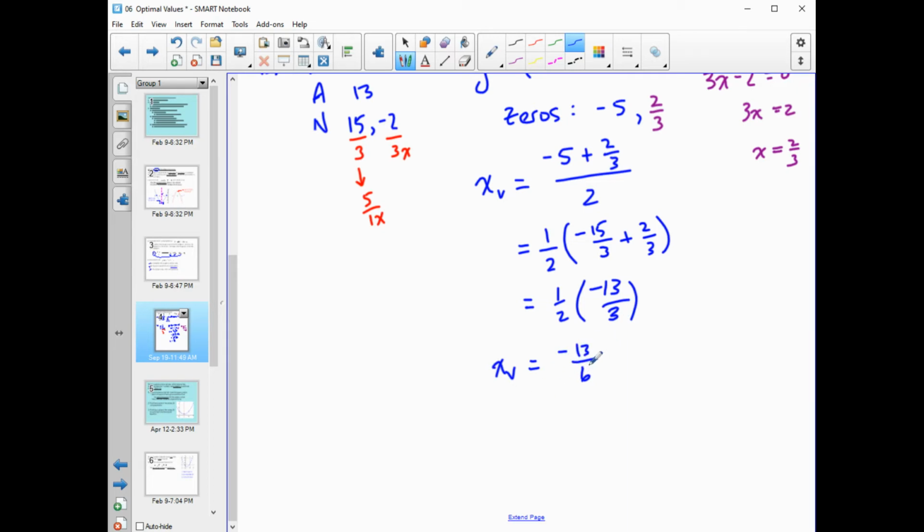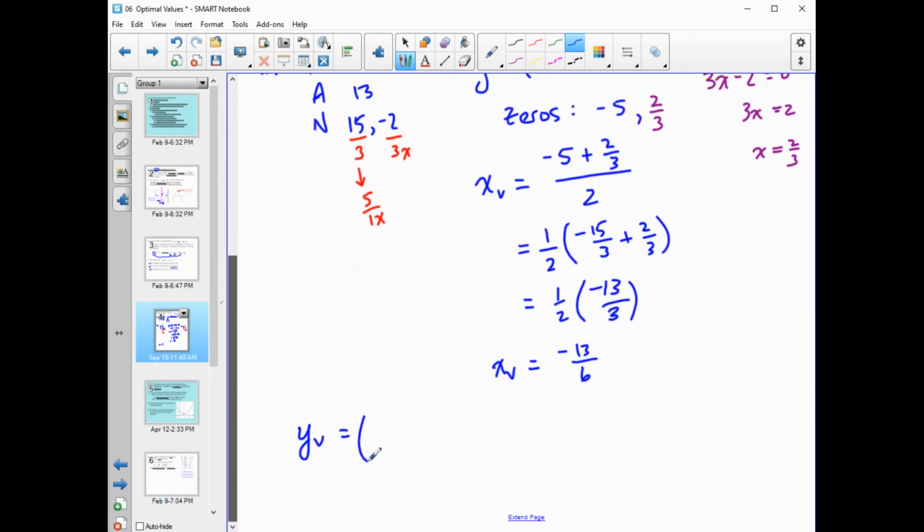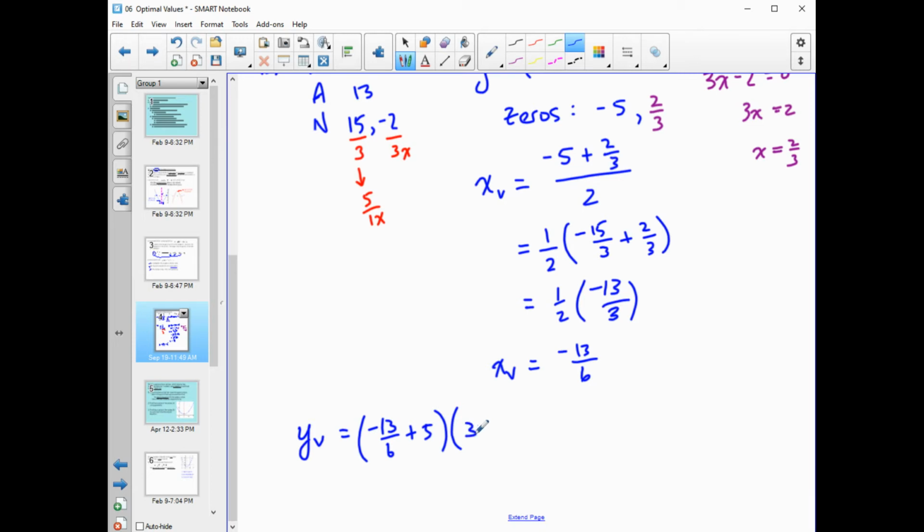And now to find the y-coordinate of the vertex, we're going to sub that x-coordinate into our equation. So for the y-coordinate of the vertex, we could go all the way back to the original. I think it's actually going to be easier if we work from factored form here. So instead of x plus 5, I'm going to put negative 13 over 6 plus 5. And instead of 3x plus, is it 3x plus 2 or 3x minus 2? It's 3x minus 2. So that's going to become 3 times negative 13 over 6 minus 2.